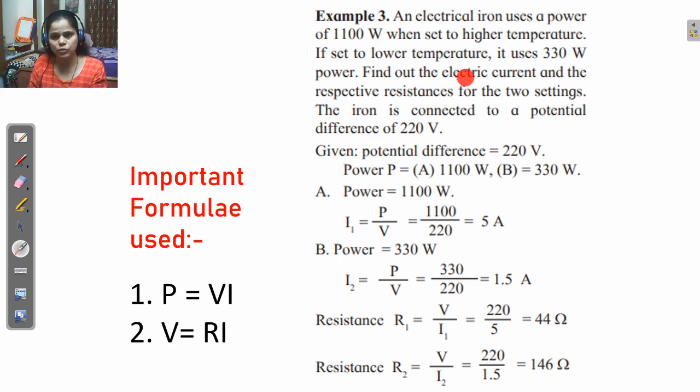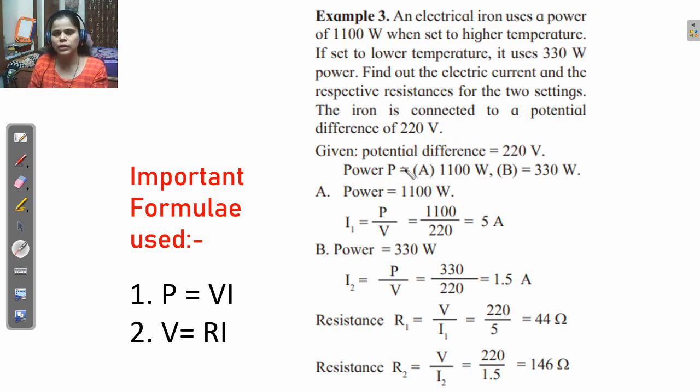We have to find out the electric current, that means I, and resistance is R, for two settings. Which two settings? For higher temperature and for lower temperature. Then the iron is connected to a potential difference of 220 volts. So potential difference is given. Solve this problem. What is given?